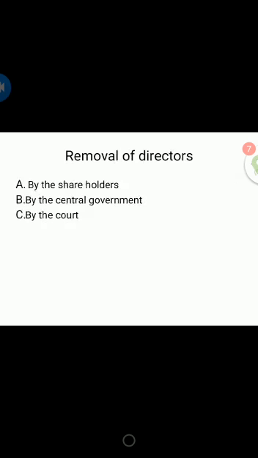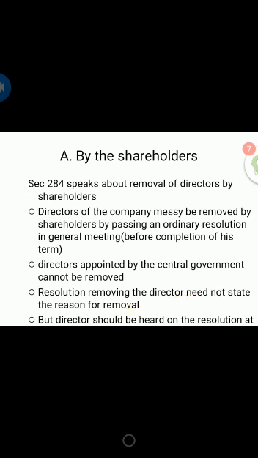The next is removal of directors. What is this removal of directors? You can remove the director in 3 ways. Who can remove? Shareholders, the central government and the court. Let's see how the shareholders are going to remove the director.